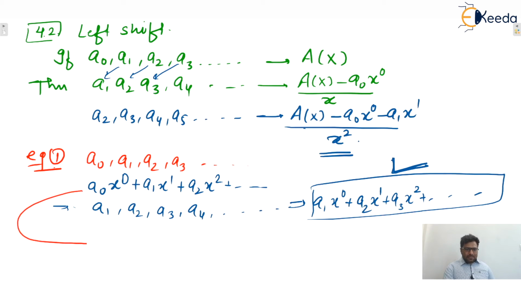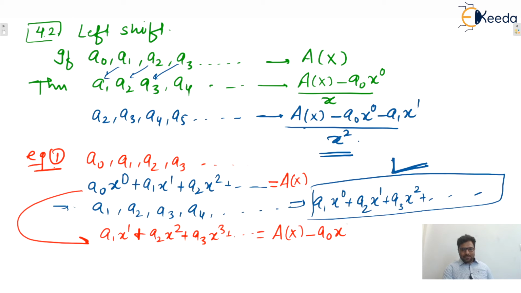So from this, it becomes a1 x^1, isn't it? Okay, so we can say that this is your A(x). So a1 x^1 plus a2 x^2 plus a3 x^3 up to infinity becomes A(x) minus a naught x^0. Now what is the required one? Yes, this is the required one.